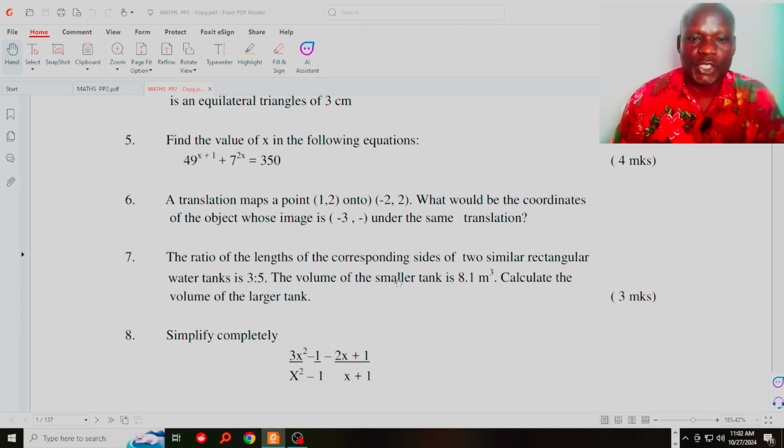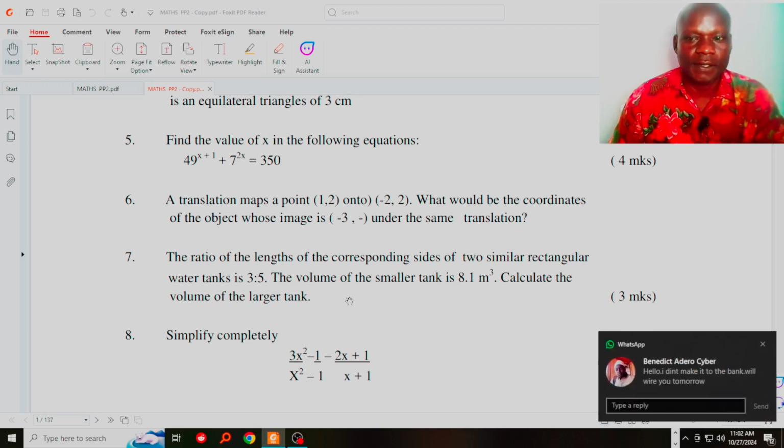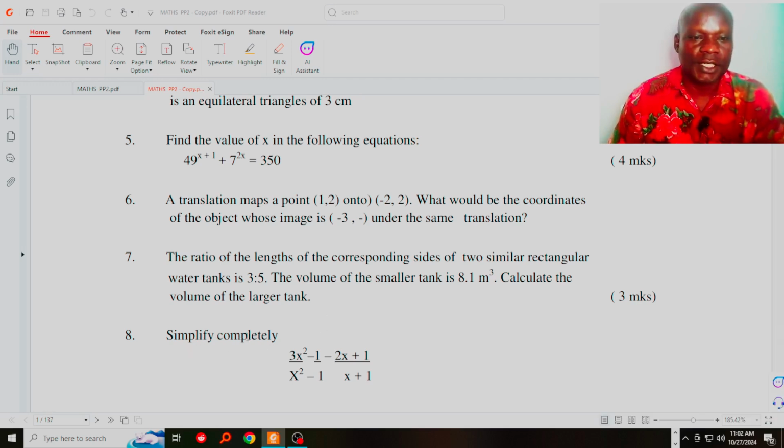We consider a question from paper 2 of 1995, that is Kenya Certificate of Secondary Education. And this is the next question we are looking at in this particular video. So the question is: simplify completely (3x squared minus 1) over (x squared minus 1) minus (2x plus 1) over (x plus 1).